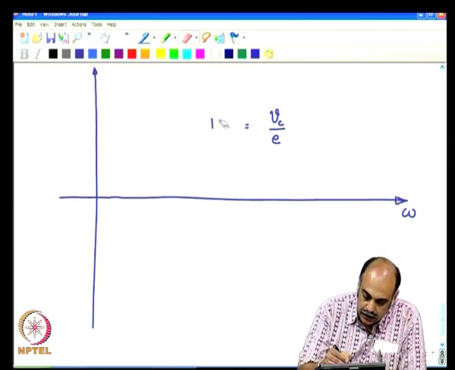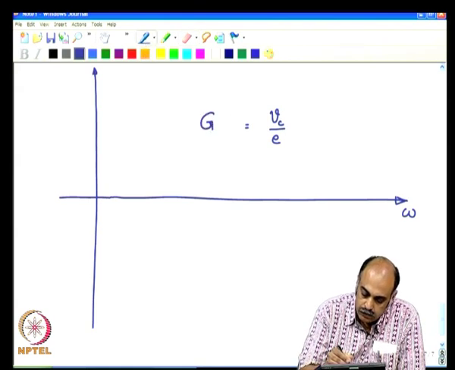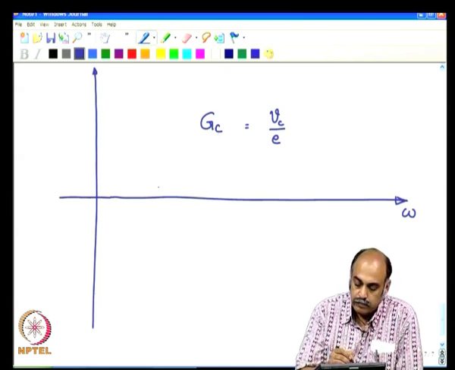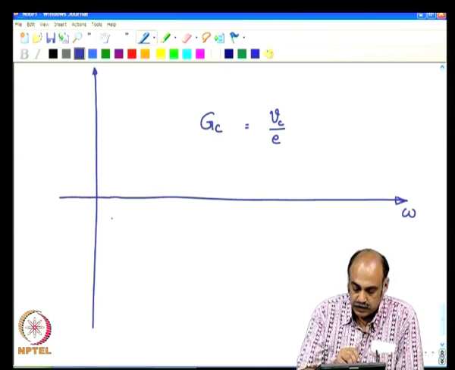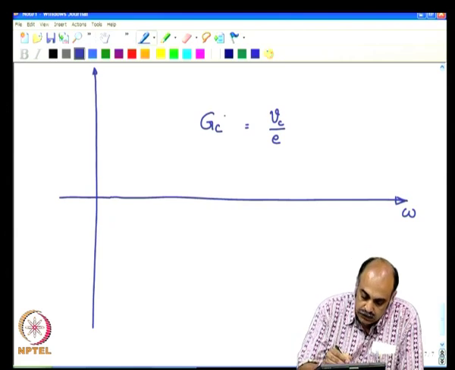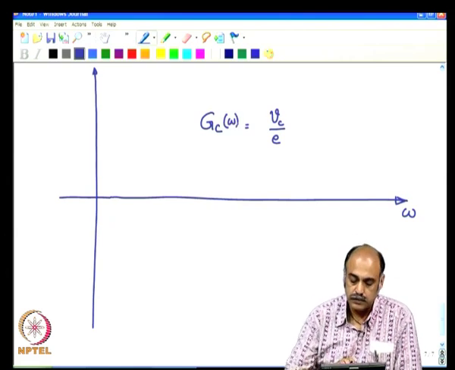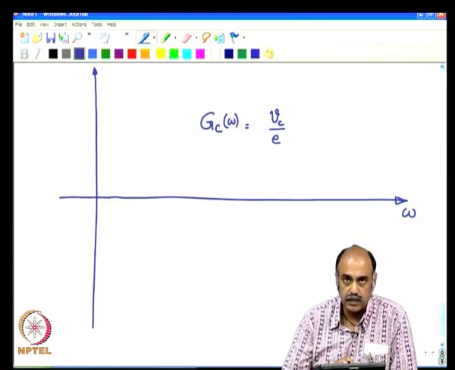This is being replaced by G C, gain of the controller. So, the G C means gain of the controller, which can vary with frequency. Now, this is a function of omega. This is no longer a constant, it is a function of omega.